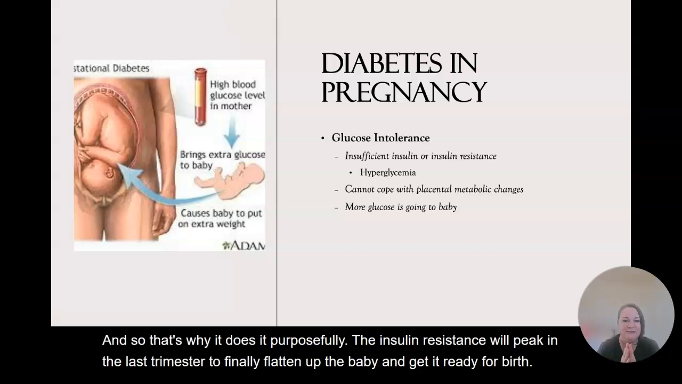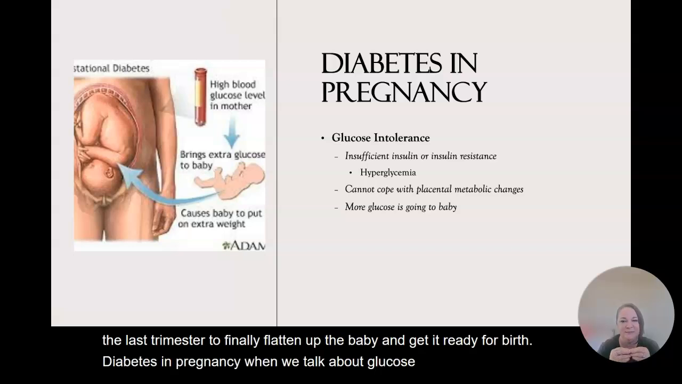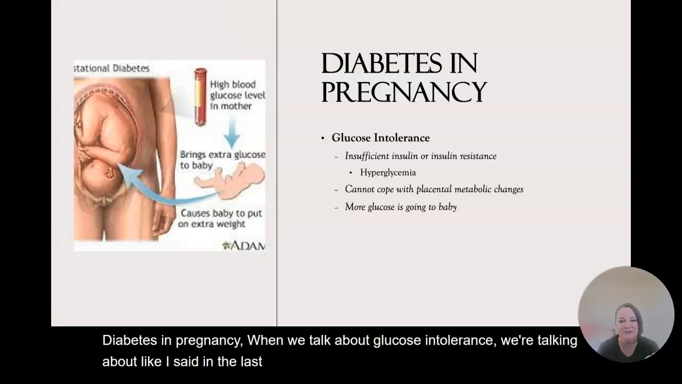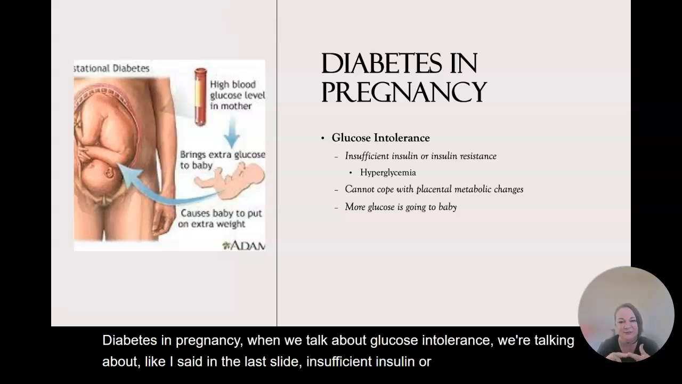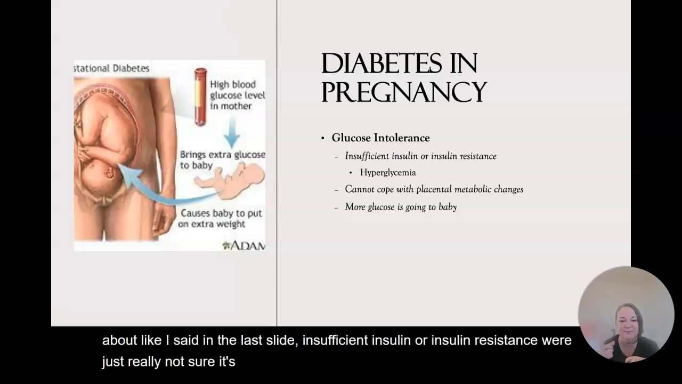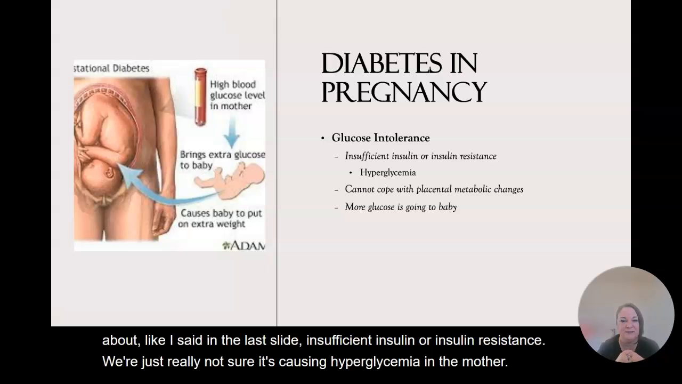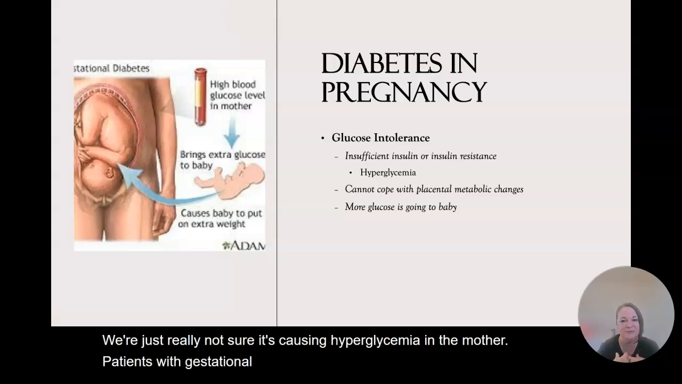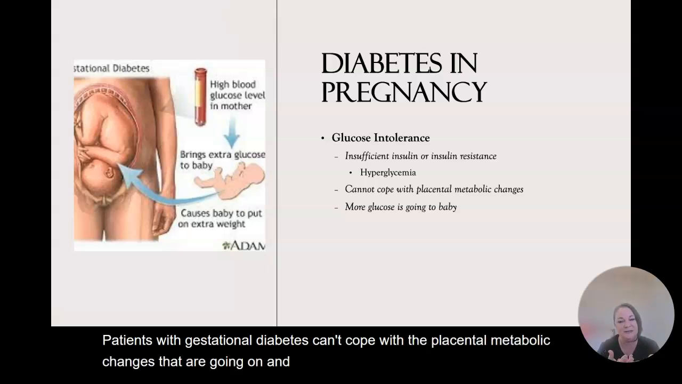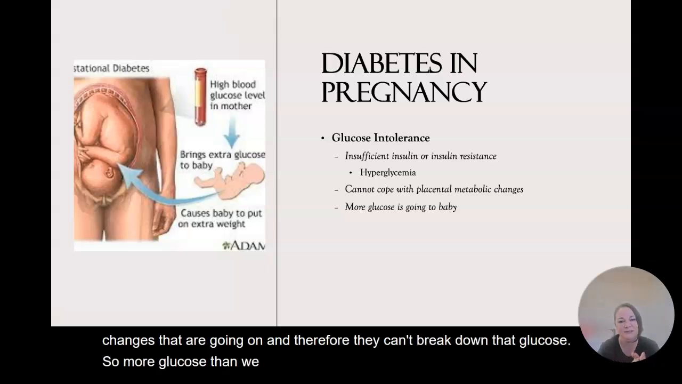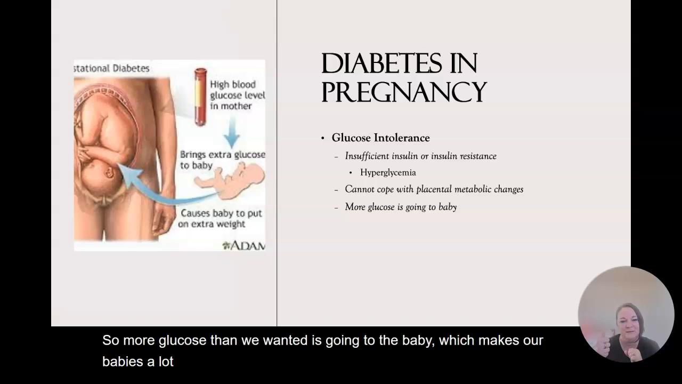Diabetes and pregnancy: when we talk about glucose intolerance, we're talking about, like I said in the last slide, insufficient insulin or insulin resistance. We're just really not sure. It's causing hyperglycemia in the mother. Patients with gestational diabetes can't cope with the placental metabolic changes that are going on, and therefore they can't break down that glucose. So more glucose than we wanted is going to the baby, which makes our babies a lot bigger and can cause lots of problems for our babies.